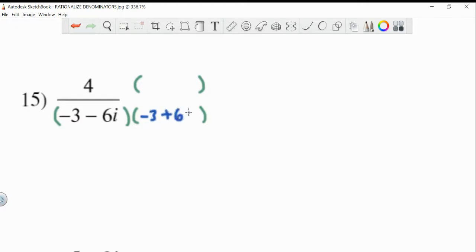Negative 3 plus 6i. Boy, genius. Very good job. Jimmy Neutron, that's right. You having a brain blast over there, buddy? So we're going to handle this.